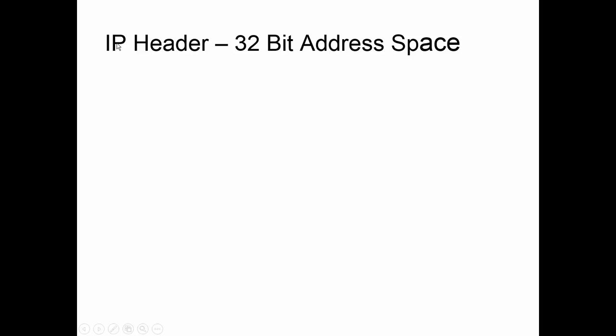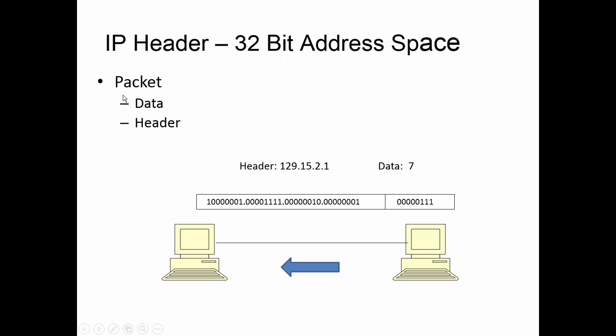Now, let's move on to an IP header, which has a 32-bit address space. A packet has the data and the header.